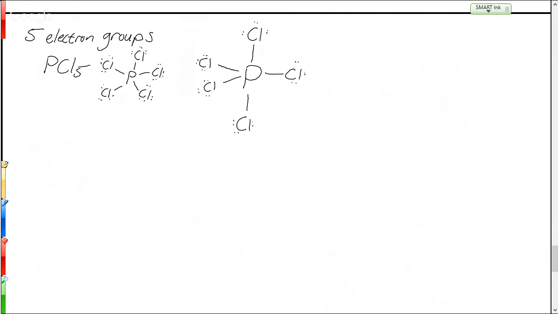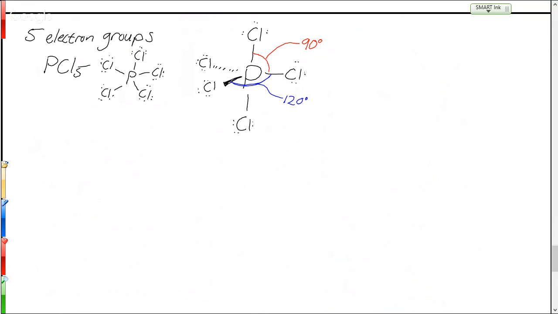And if we can't see that well, we can also use our dash wedge notation here to show that these are in 3 dimensions. This is going to be our first and only structure in this list that has 2 different bond angles. These are in the same plane, so the angle between those 2 Cls is 90 degrees. But the angles between the ones that are going around the middle are actually more like in a triangle. And so that angle is 120 degrees.